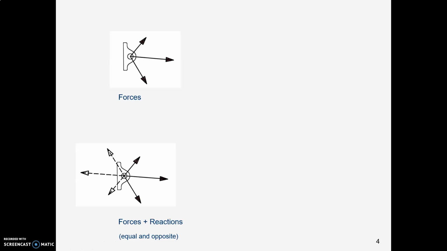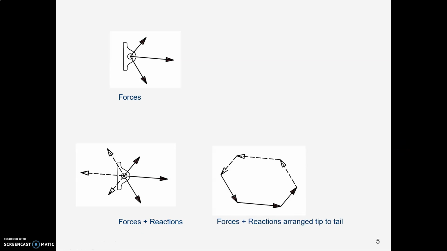Now, for every force there is an equal and opposite reaction. So with these three forces pulling on this bracket, there are equal and opposite reactions pulling in the opposite direction so that it won't pull out of the wall. And all of those forces and reactions are equal and opposite, and they add up to 0.